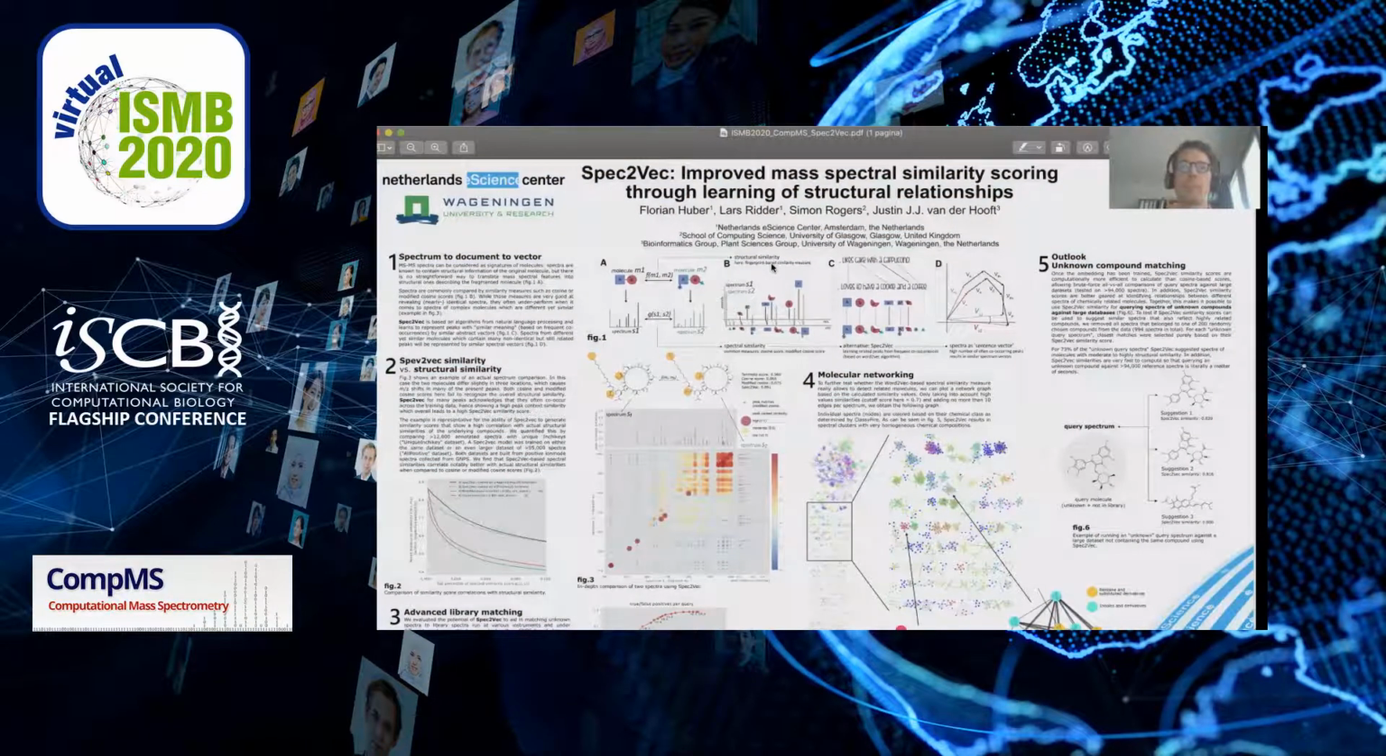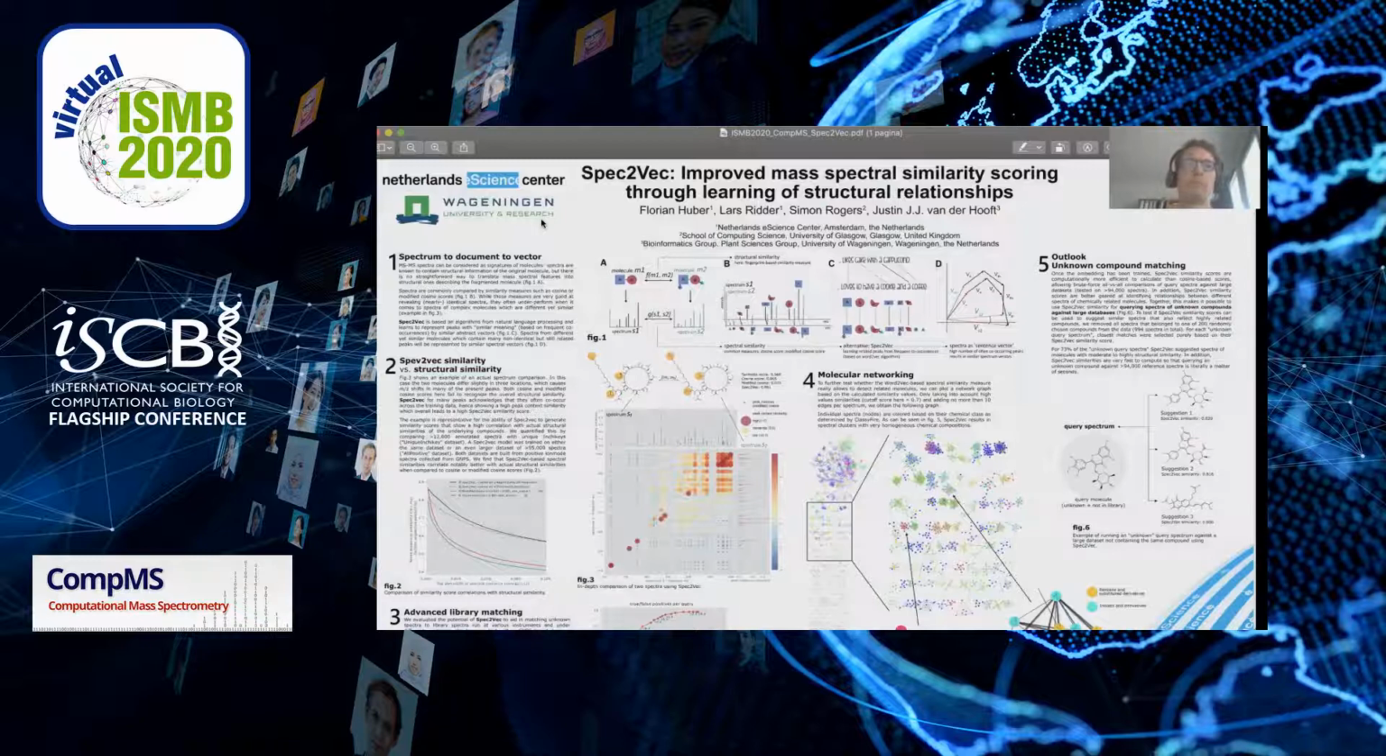Welcome to our poster. My name is Justin van der Hooft, and together with my colleague Florian Huber, we are presenting Spec2Vec, improved mass spectral similarity scoring through learning of structural relationships between the mass fragments in mass fragmentation spectra.